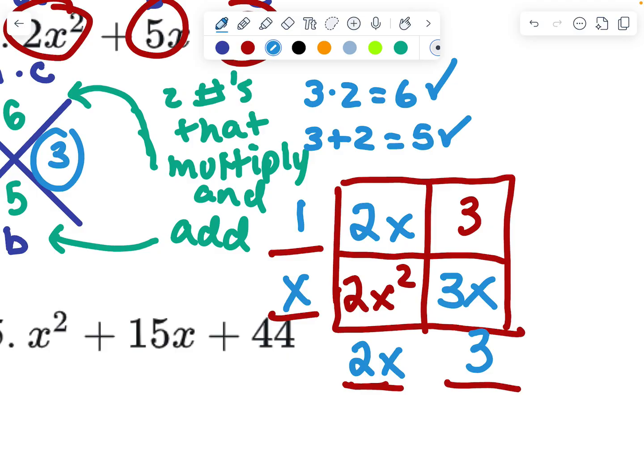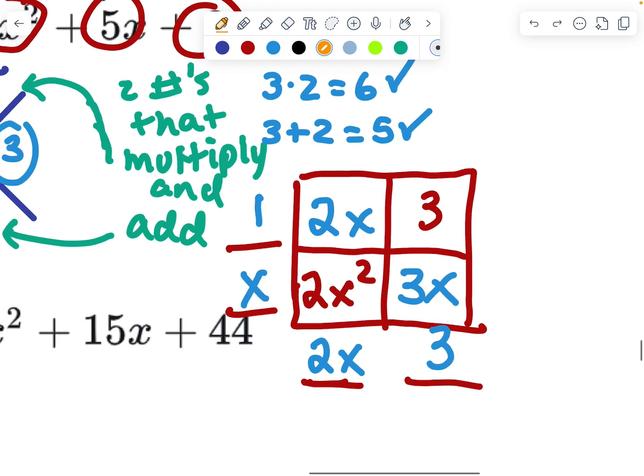And what we could do is multiply these terms back inside to make sure that we pulled out the right things, so we could check our work. Does 2x times x equal 2x squared? Yes. We could check, does 2x times 1 equal 2x? Yes. Does 3 times x equal 3x? Yes. Does 3 times 1 equal 3? Yes. So you can double check your work there to make sure that you factored out the right things.